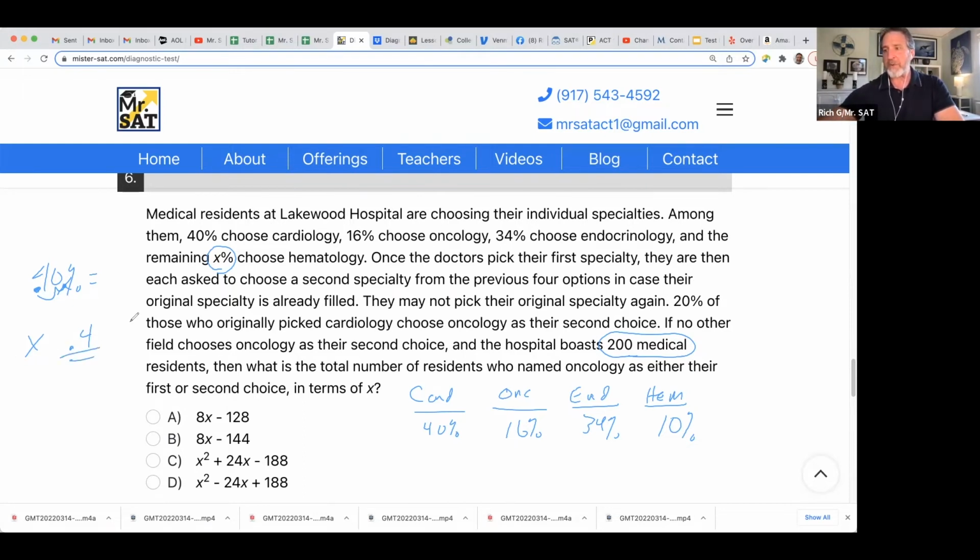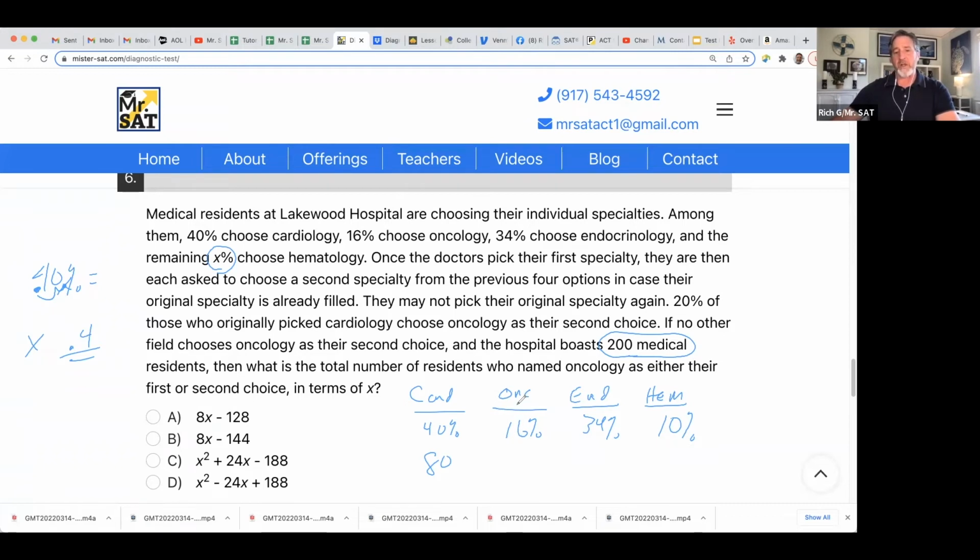200 times 0.4 equals, well, we know it's 80. An easy way to figure that out, and that's not a percent, that's actual residents: what's 40% of 100? Well, that's easy. Any percent of 100 is that number. So 40% of 100 is 40. Since I have twice 100, I just double it. 40 becomes 80. Let's try to do that in our head.